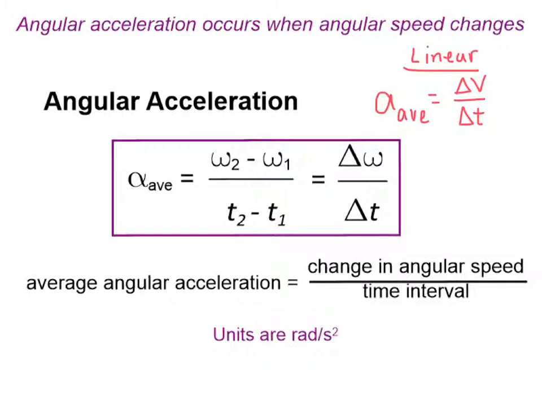So really the only difference between these is the Greek letters that we're representing. This is for the angular motion, whereas this is for the linear motion. Again, we can look at the change in angular speed as the speed for 2 minus the speed for 1, and change in time is time 2 minus time 1. The units for angular acceleration should be pretty obvious. If the units for angular speed were radians per second, the units for angular acceleration are going to be radians per second squared.